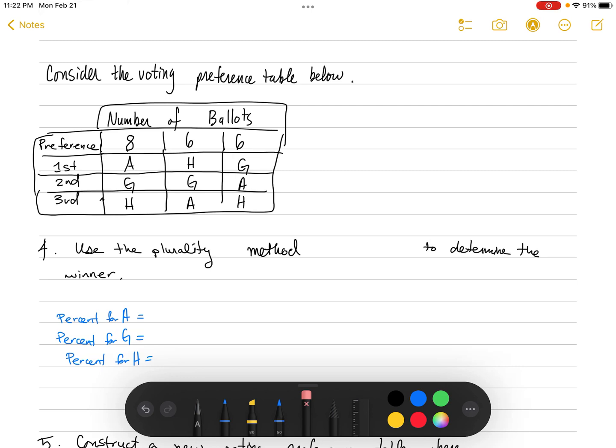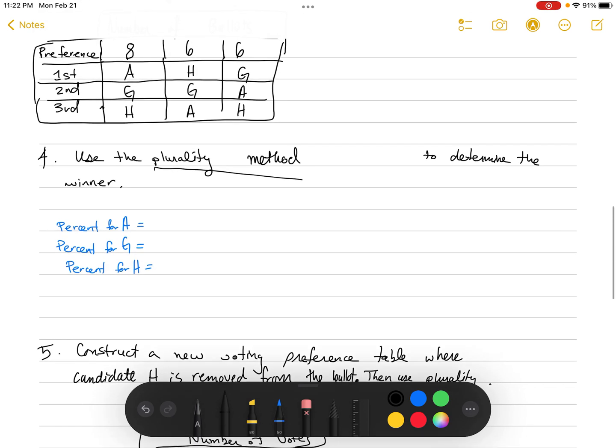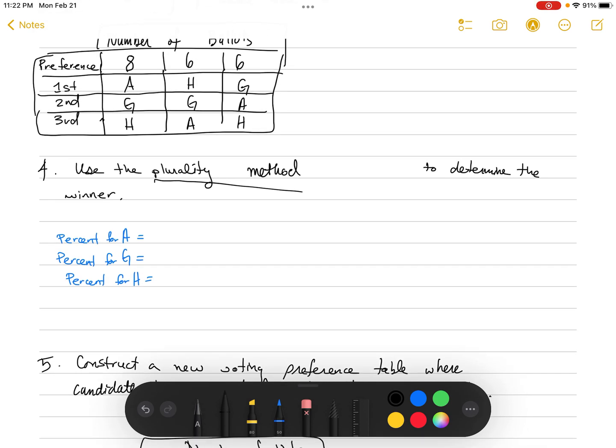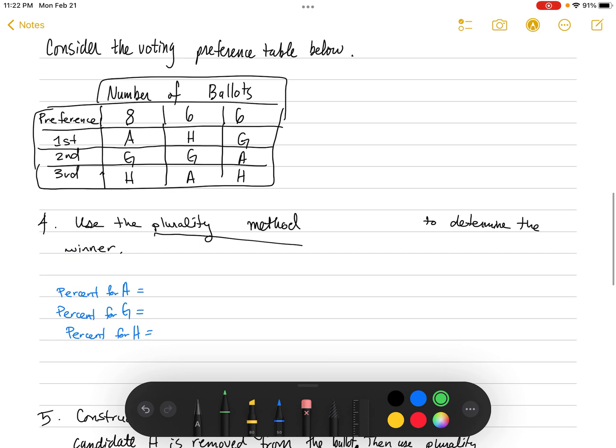order. So let's use the plurality method to determine the winner. Remember, that's the one where you just find who has the highest percentage. Doesn't have to be a majority. Looks like we have a total of, let's see, 8 plus 6 plus 6, that's 14 plus 6 is 20. So our bottom number is going to be 20.